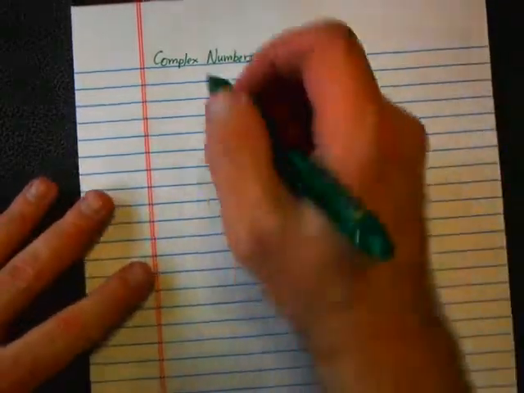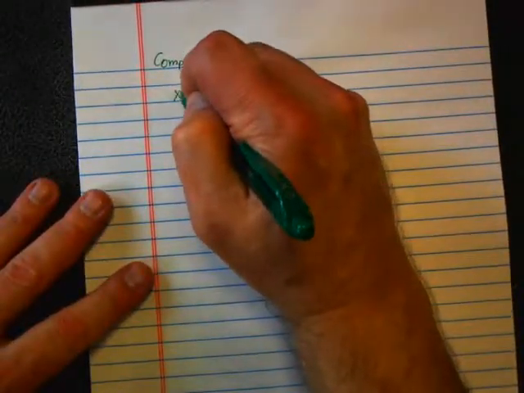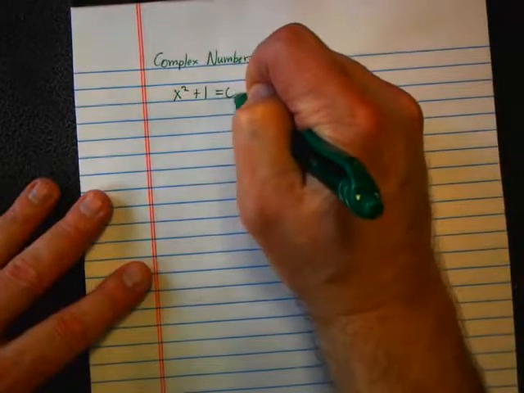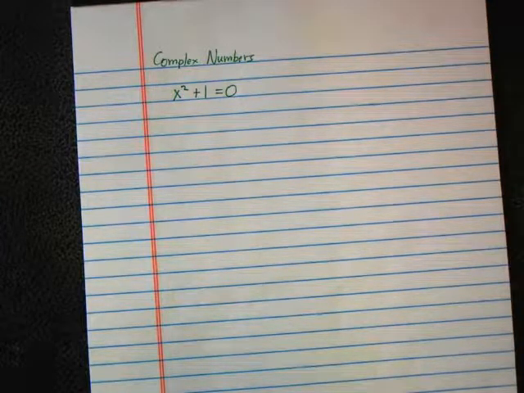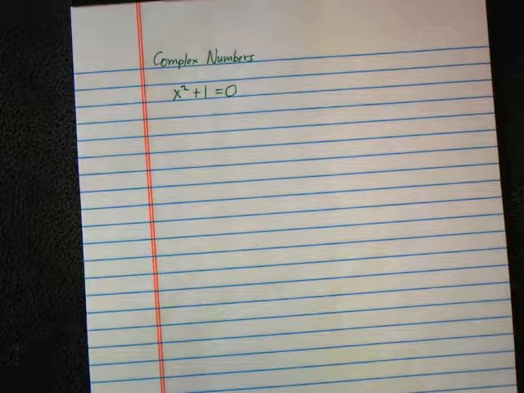Complex numbers. A long time ago, somebody needed to solve that equation: x squared plus 1 equals 0. Pretty simple looking little equation.